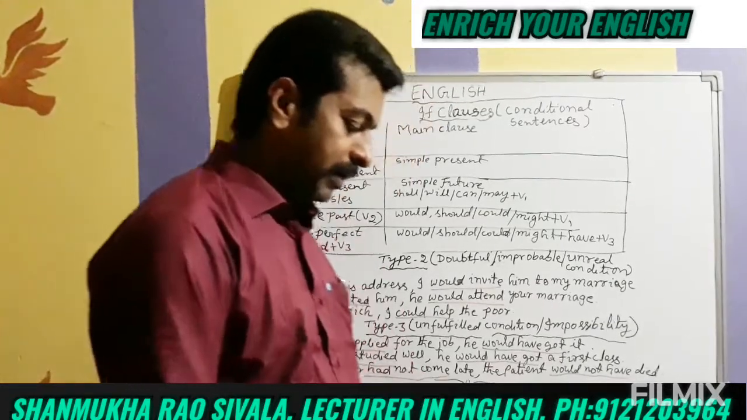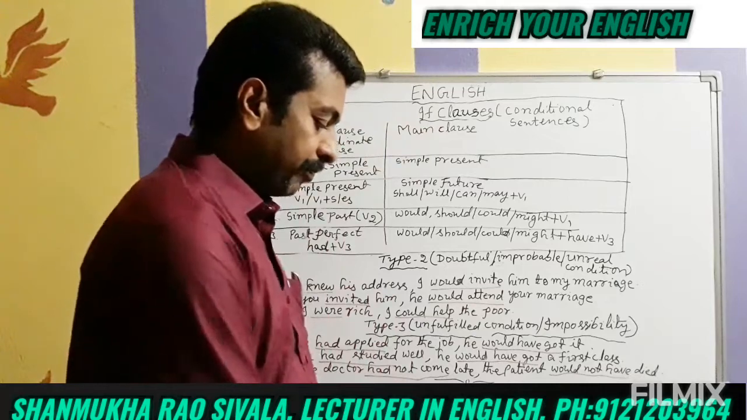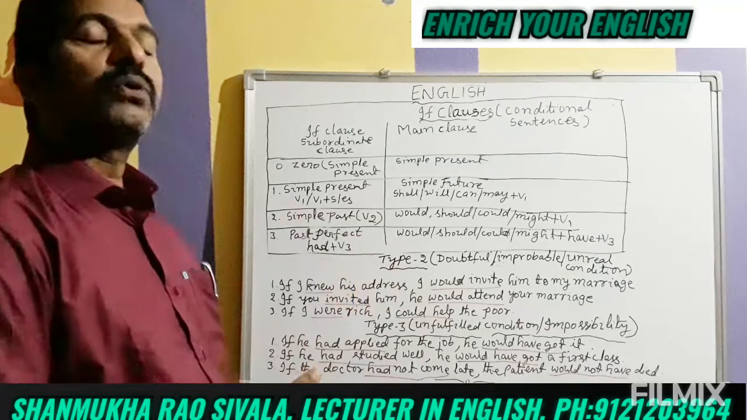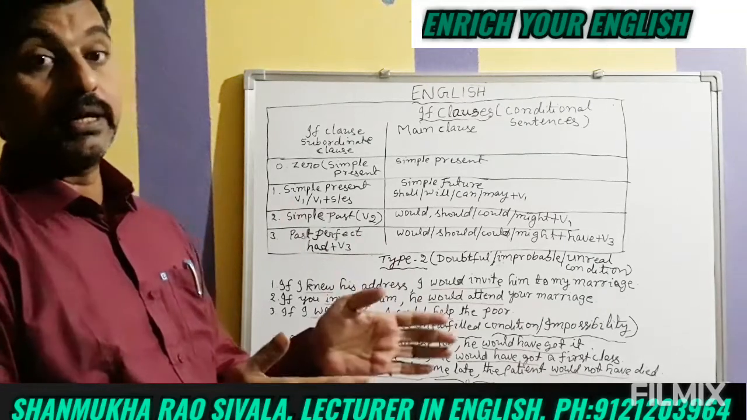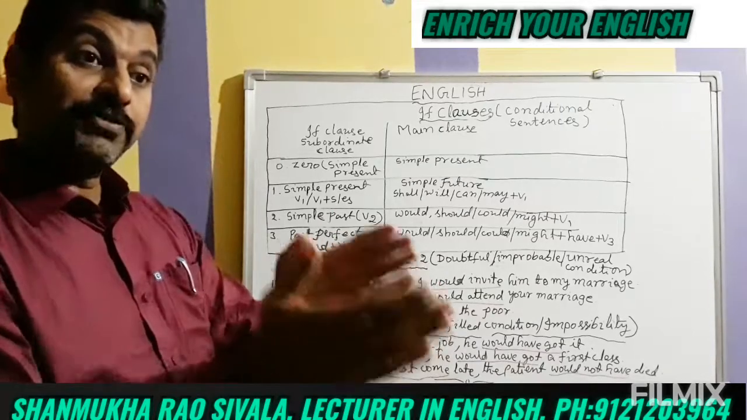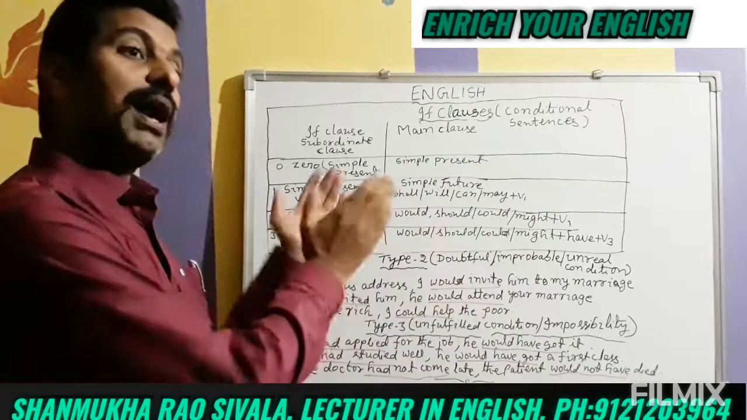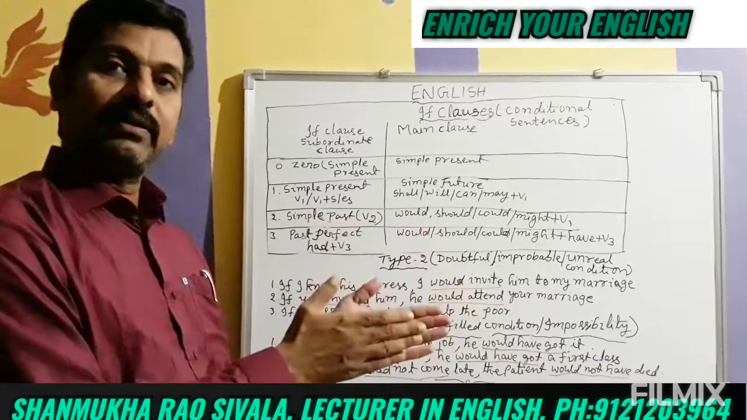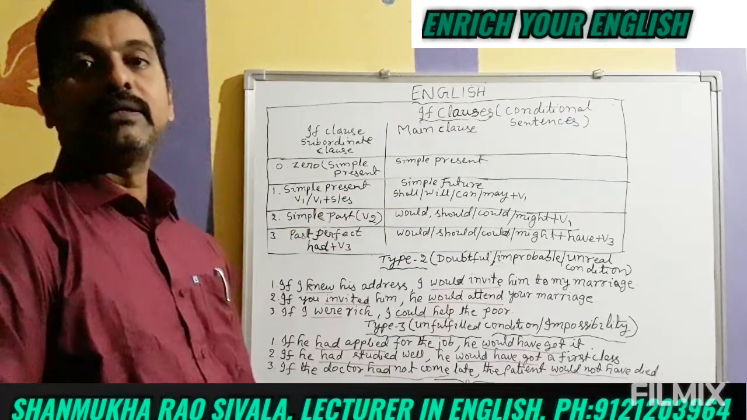And let me give you some more examples. Suppose he missed the train, he could not attend the interview. We are saying later on, if he had not missed the train, he would have attended the interview. If he had not missed the train, he would have attended the interview.